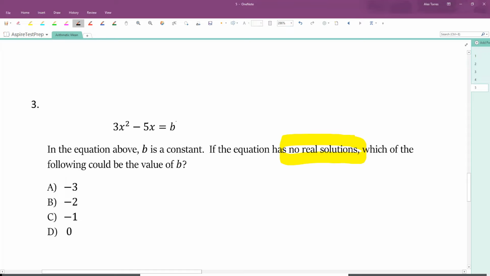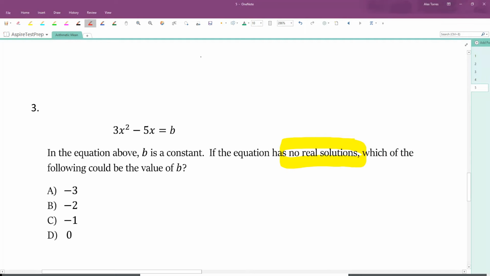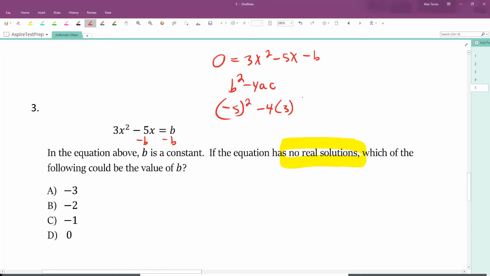So even though this has an extra variable that we're not used to, it's still a quadratic because it's got x squared and x. So we can arrange it like a quadratic, in other words, get one side equal to 0, by taking away b from both sides, and we'll get 0 equals 3x squared minus 5x minus b. And in order to get there, we took away b from both sides. Now, the discriminant, the b squared minus 4ac, is going to be negative 5 squared minus 4 times 3 times negative b.